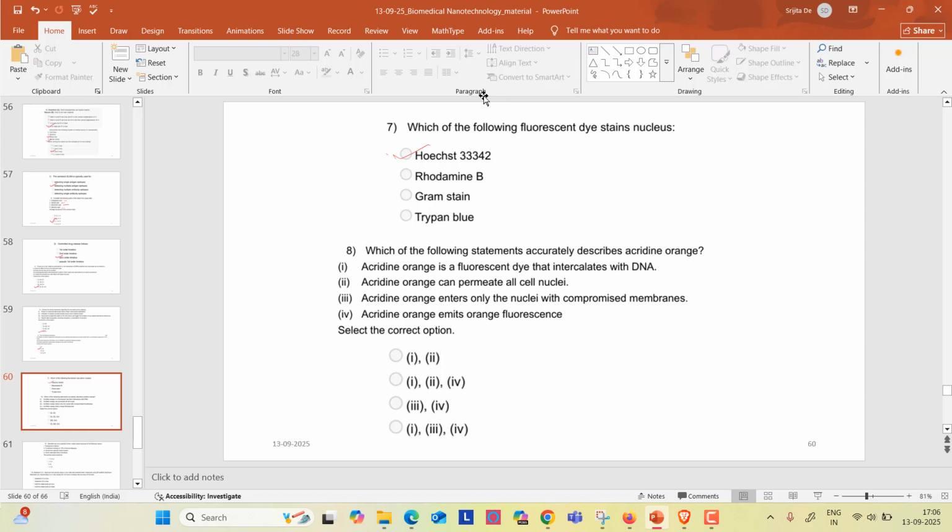Okay. Next question: which of the following statements accurately describes acridine orange? So we have done this today. Acridine orange is a fluorescent dye that intercalates with DNA, and acridine orange can permeate all cell nuclei. So it is only the 1 and 2.